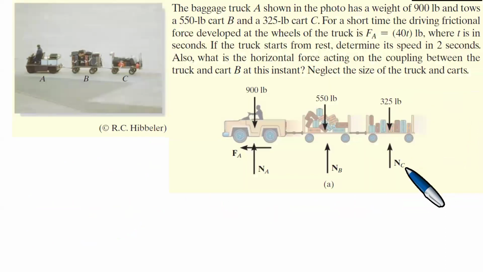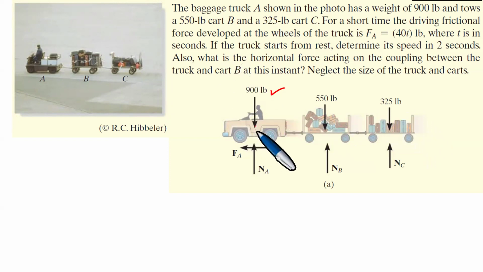Okay, I want us to look at what happens in the tracks. There's a track here, in this section we're studying, on what we call normal forces and friction. The baggage truck A, shown in the photo, has a weight of 900 pounds, and tows a 550-pound cart B. There's cart B of weight 550 pounds. And a 325-pound cart C. There's another cart that is being towed.